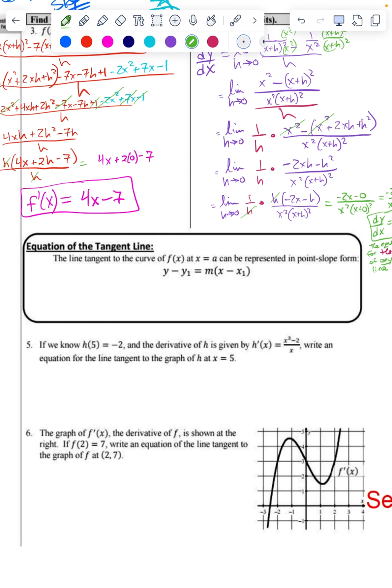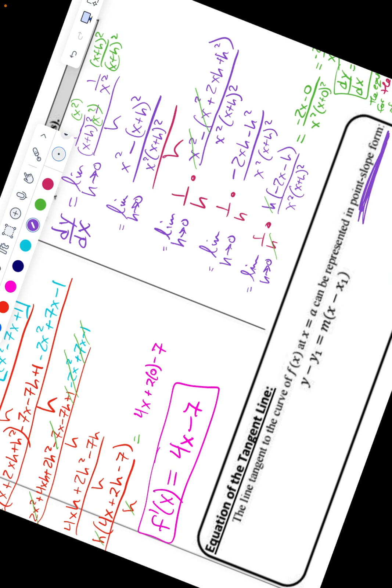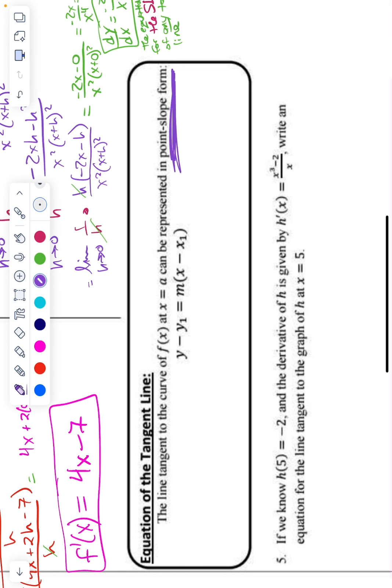I do want to remind you, we're going to always do point slope form in calculus. Point slope form is so much easier than the one you're probably more familiar with, which is slope intercept. Don't do that. It's a pain. Do you guys recognize point slope form? Let me flip back to this way. Does that look familiar? Okay.